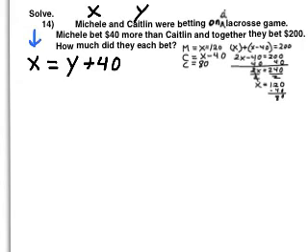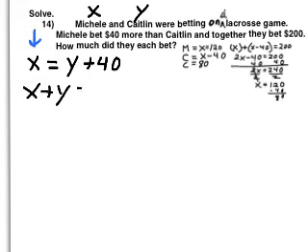Michelle bet more. So we wouldn't be adding the $40 to Michelle, we were adding it to Caitlin. I know it's a little counterintuitive, but you have to see it this way. Okay, and then the other piece of information is together they bet 200. So in some ways this is easier.